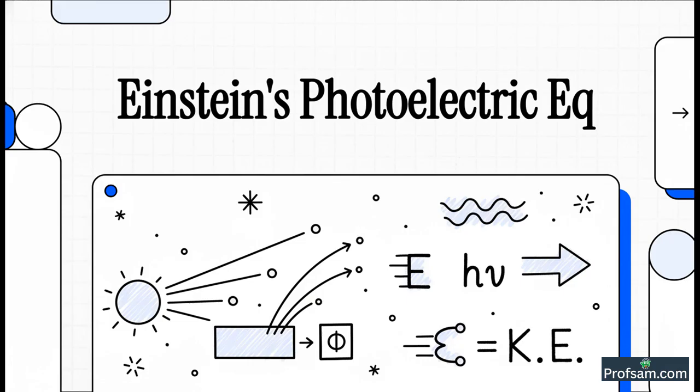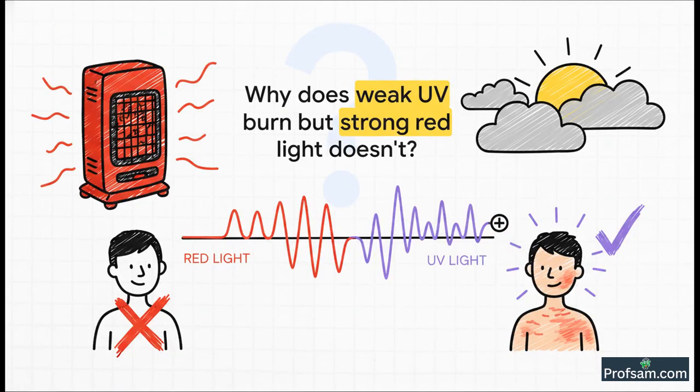Today, we're going to tackle a very important idea from your unit on the dual nature of radiation and matter, Einstein's photoelectric equation. I know it sounds complicated, but trust me, this concept is not only crucial for understanding modern physics, it's also a favorite in your exams. We're going to break it down so simply today that you'll be able to solve any question on it with full confidence.